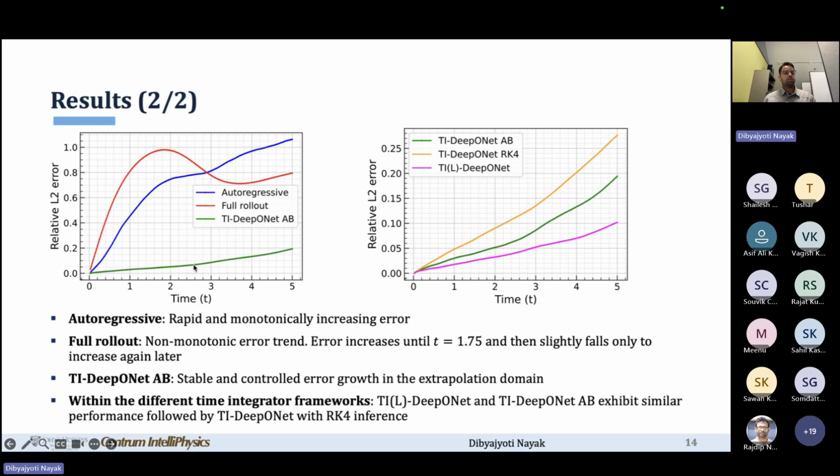Again, as expected in the TI-DeepONet framework, we see the error accumulation is arrested to a large extent. There's a significant reduction of error in the final time step. And then on the right-hand side, we again compare the three different TI-based frameworks. And again, as can be expected, TI-DeepONet, which is the learnable variant, emerges as the best method out of all.